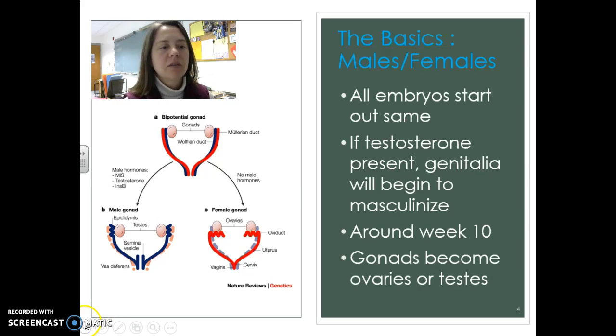Looking at the picture, this is what both male and female start out with: gonads and ducts. If testosterone is present around week 10, then the gonads will develop into testes, and these ducts will turn into parts of the reproductive system that we recognize, like the vas deferens and such. If there is no testosterone present, it will develop into ovaries, and these ducts will develop into parts of the reproductive system that we also recognize: uterus, oviducts, vagina, stuff like that.